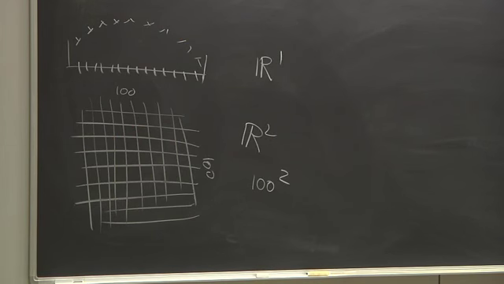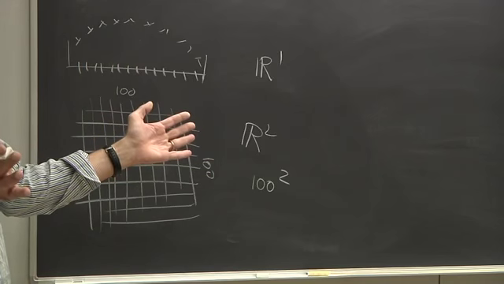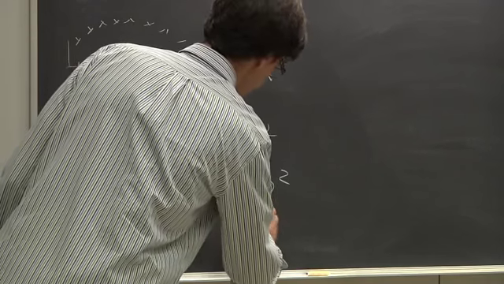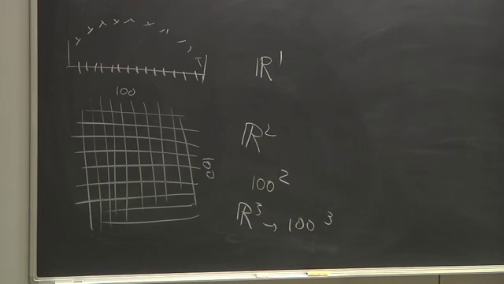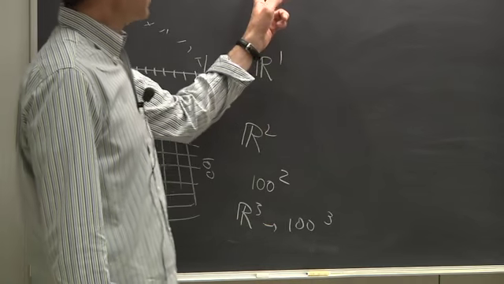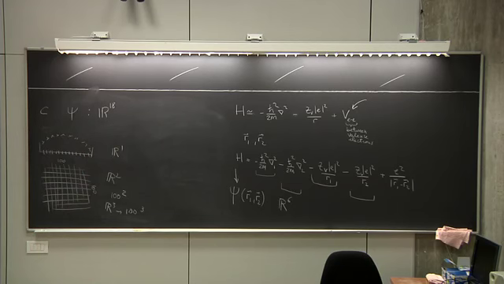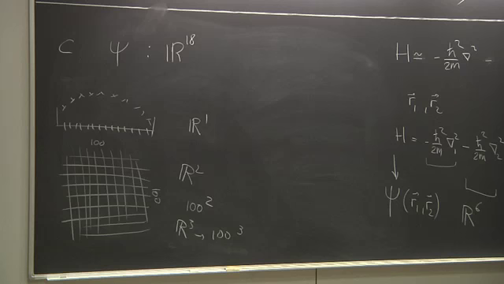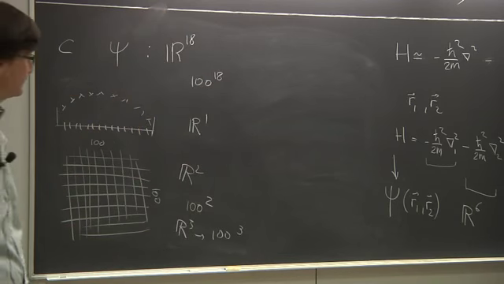All right, let me go to 3 dimensions now. In 3 dimensions, if I need 100 points in one dimension and 100 points in the other, I have a cube of side 100. So in R3, I will need perhaps 1,000,000 points, 10 to the 6. Let me go to carbon. How many points do you need to describe carbon properly? If you assume that you need at least 100 points in each direction, that is 100 to the 18.